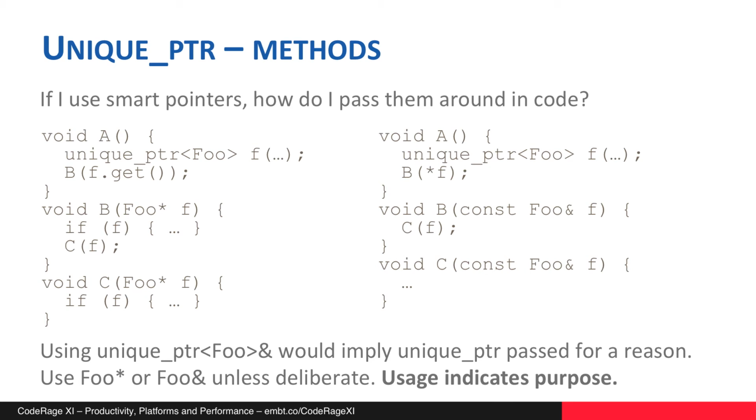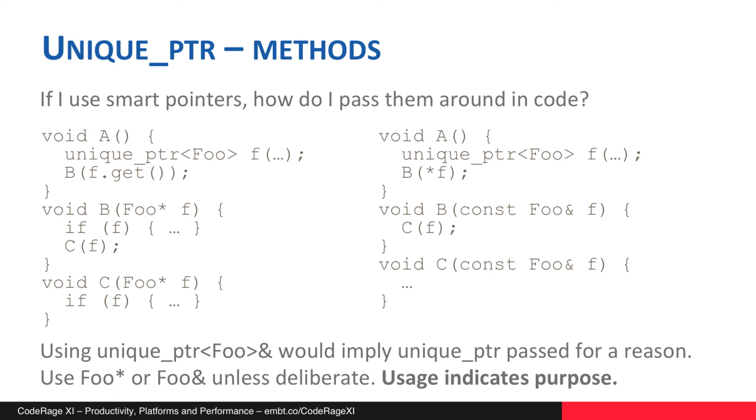Now, the third option that you could do is pass around the unique pointer itself, and of course, given the copy semantics, you'd have to pass a reference to that. And the question is, why would you do that? Well, the only reason that you would pass a unique pointer parameter would be if somewhere in your code something needs to make use of not the pointer, but the unique pointer itself. And the only reason for that would be to change ownership. So you can see here that the usage indicates purpose, that passing a unique pointer would imply that the unique pointer itself is passed for a reason.